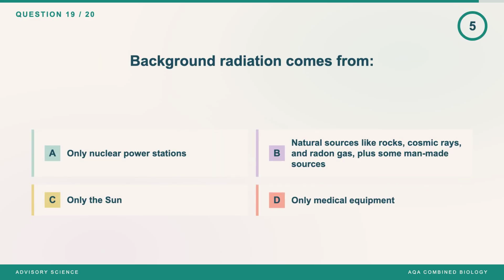Question 19. Background radiation comes from. Option A, only nuclear power stations. Option B, natural sources like rocks, cosmic rays, and radon gas, plus some man-made sources. Option C, only the sun. Option D, only medical equipment. What is your answer?